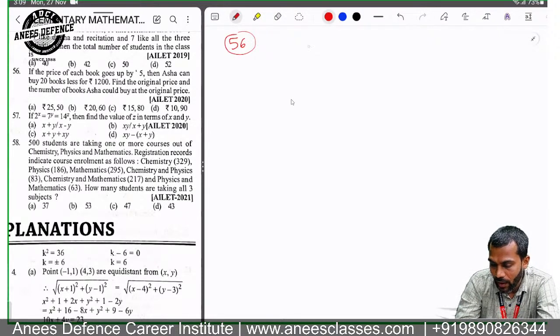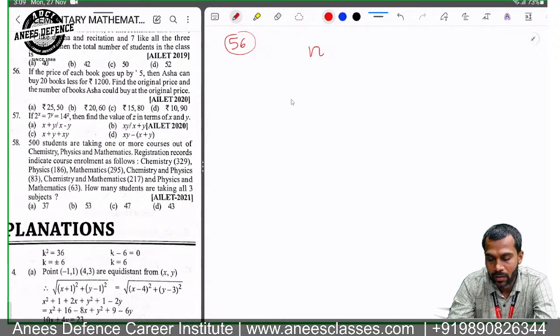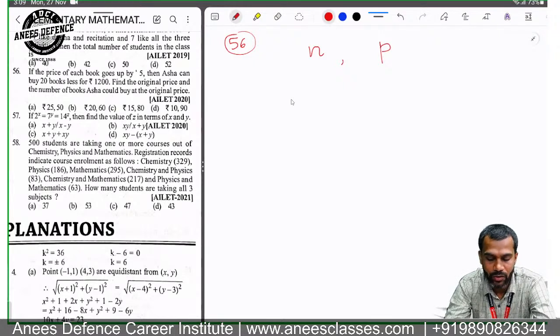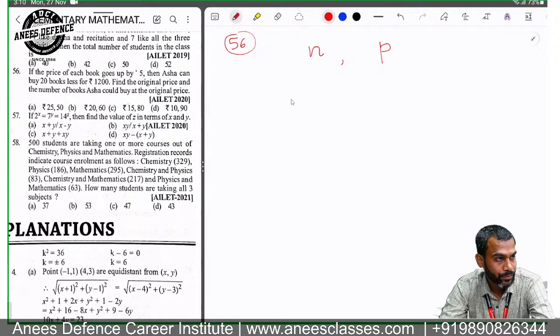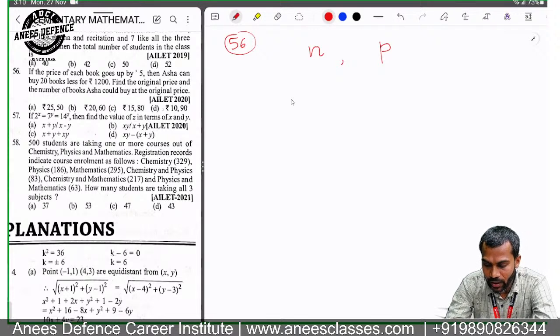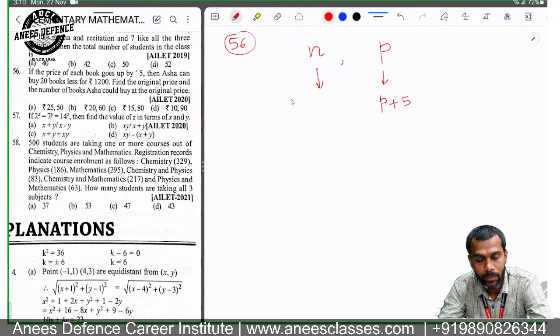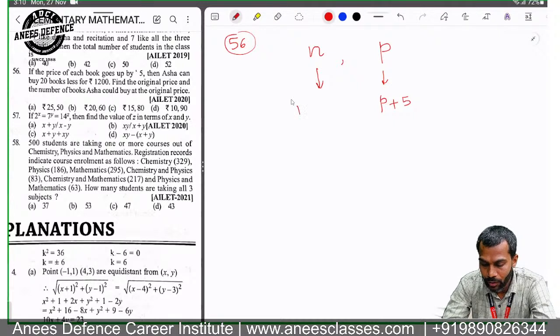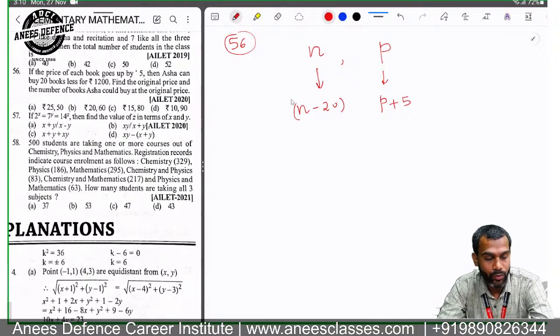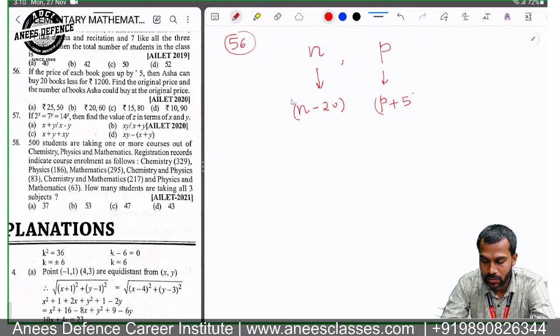So suppose n is the number of books that one can buy at the price of p. That is the original price. That is what we need to find out, n and p. We need to find out the original price and the number of books. Now, if you increase the price by 5, so p plus 5, where p is the cost per book, then the number of books is n minus 20, and p plus 5.